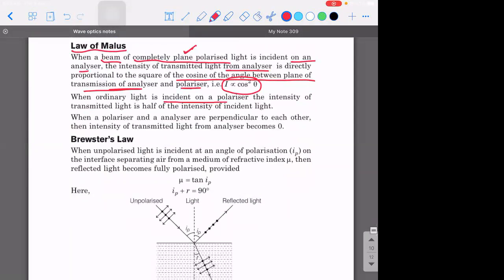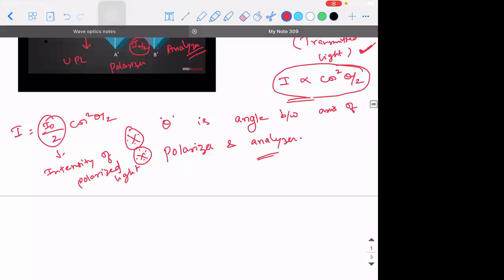When ordinary light is incident on a polarizer, the intensity of the transmitted light is half of the intensity of the incident light. When the polarizer and analyzer are perpendicular to each other, the intensity of the transmitted light from the analyzer becomes 0. See, I made a small mistake. I wrote it as theta by 2. I'm sorry about it. It is theta. Please make this change. It's theta.